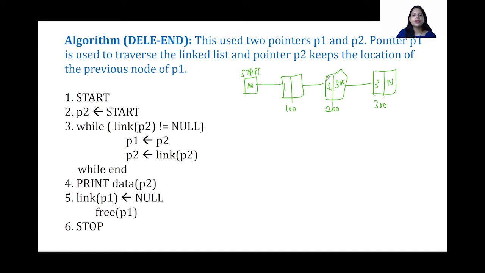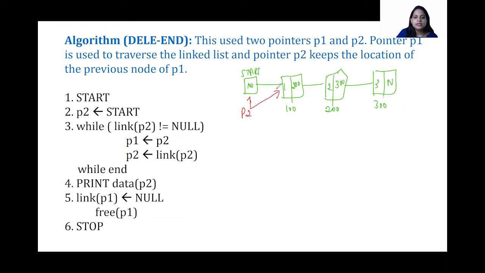Similarly, since this is pointing at this one, the address of this one is stored in the address field of this particular node. So let us see how our algorithm works. I'm going to say P2 is equal to start. So I'm taking a pointer variable P2, which is pointing at start, which is nothing but the first node. Okay. So I'm saying while link of P2 is not null.